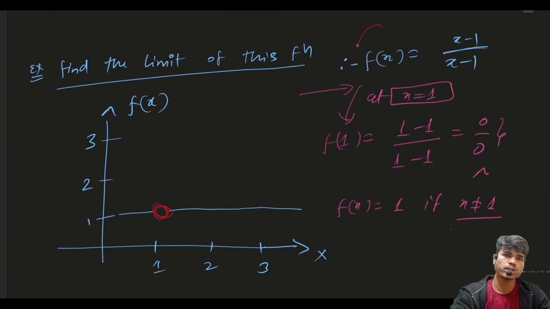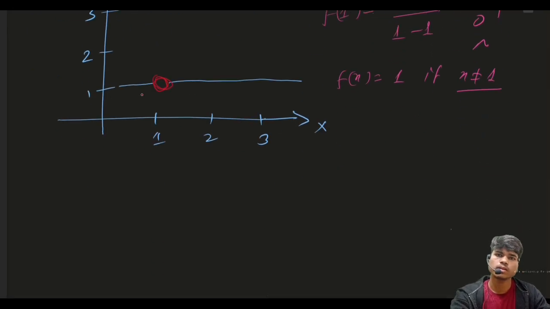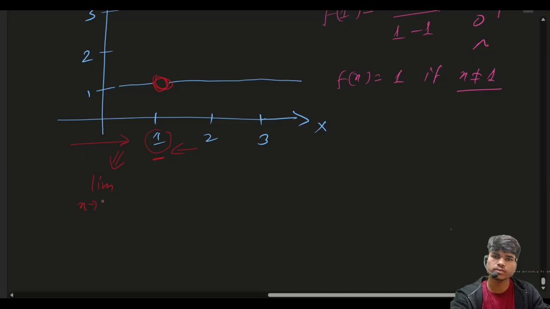If we talk about the limit of this function at x equals 1, we will approach this number from left hand side and right hand side but never achieve this number. So the left hand limit will be limit x tends to 1 negative, and the right hand limit will be limit x tends to 1 positive f of x.